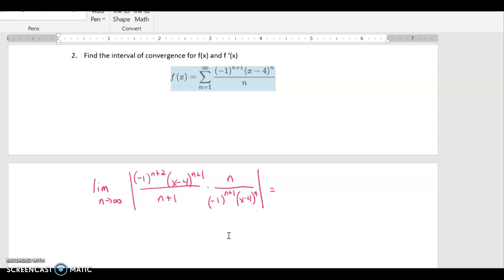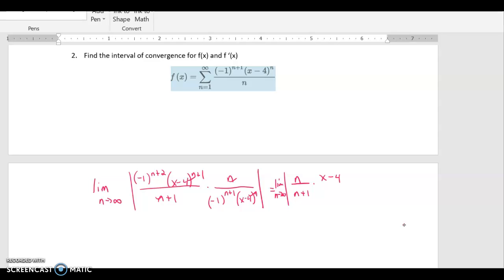Okay, and then we're going to take the limit as n goes to infinity, but first we can clean that up a good bit, and this usually is the case. So what I like to do is isolate my n's. So I got an n over n plus 1. And then what's going on with all the x terms? Well, x minus 4 to the n plus 1 divided by x minus 4 to the n just leaves you with an x minus 4. And so I've taken care of that, and that.